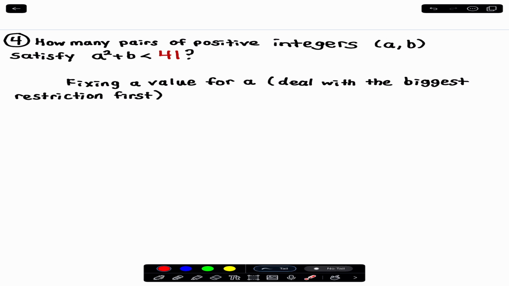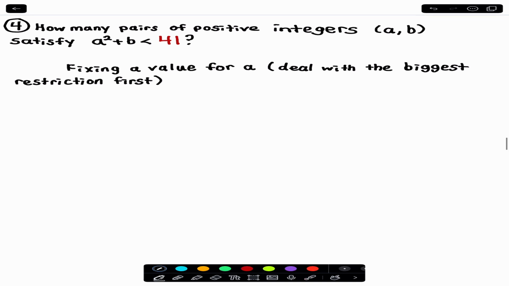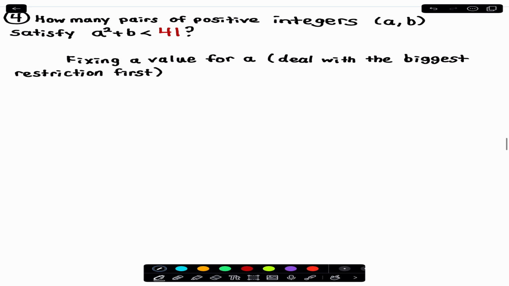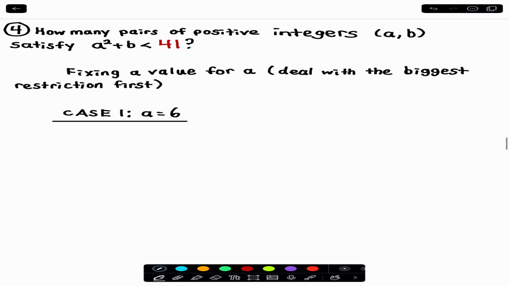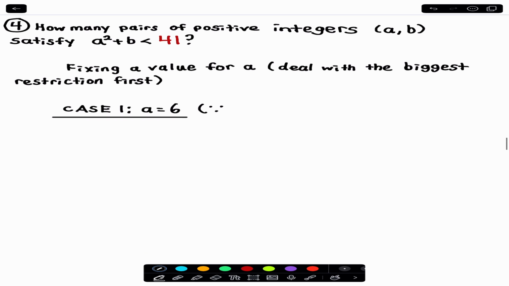So when I say I'm going to fix a value for a, it means that I am literally going to pick values for a and set it equal to a. So basically, case 1 will be, let's go with a equals 6. And why am I choosing 6? Well, by the way, these 3 dots in this shape mean because.